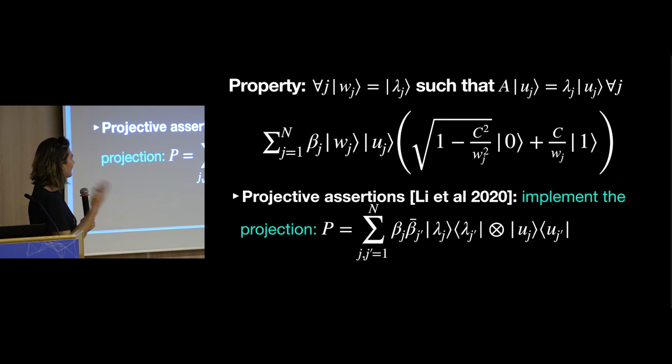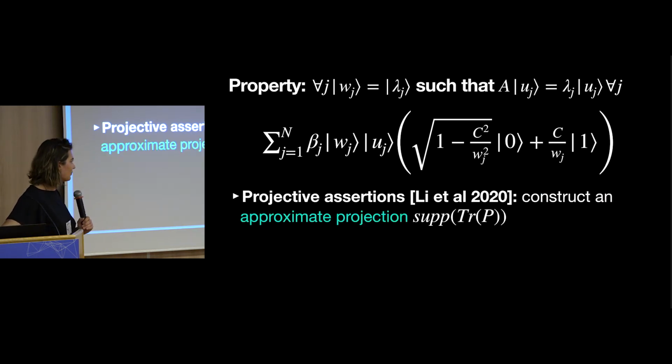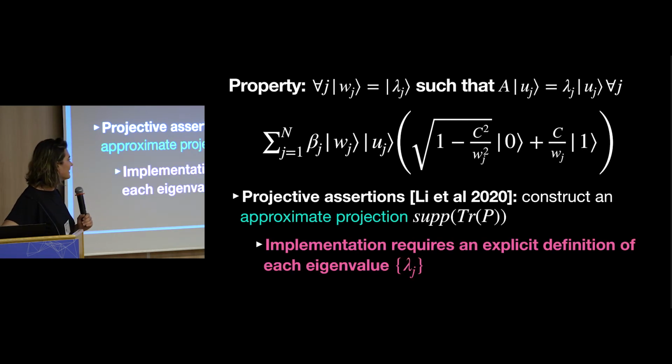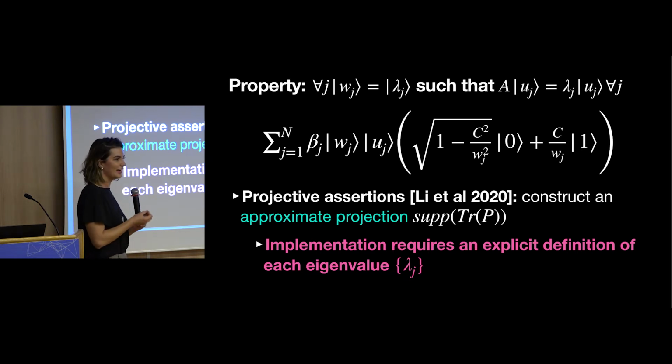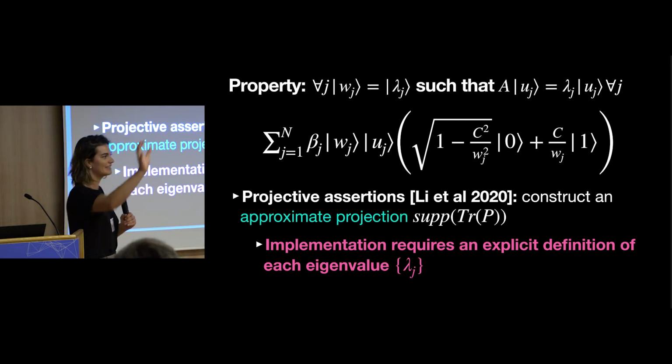And so I could do something like projective assertions where I project onto the subspace spanned by the eigenvalues. But this is highly entangled and difficult to implement projection. So I could construct an approximate version of this that's outlined in this paper. But still, I have this problem with what am I actually trying to project onto? And for this, I need, again, an explicit definition of my eigenvalues. And if I'm running a classically intractable version of HHL, then I won't have these eigenvalues in my hand. It's sort of hidden, and it's unique to what only the quantum computer can understand and process.